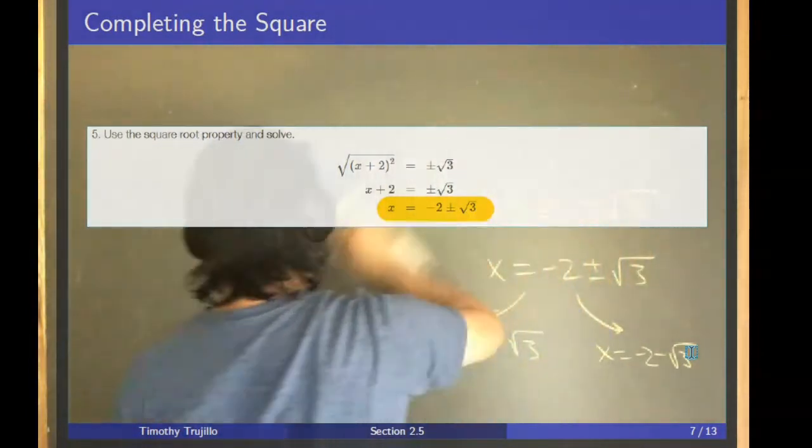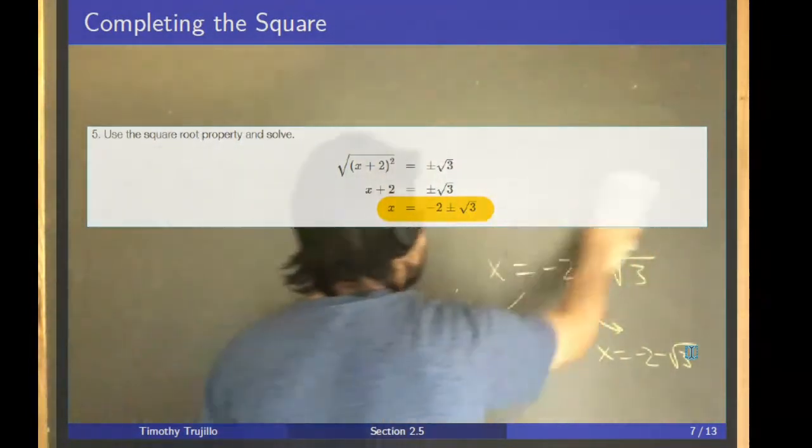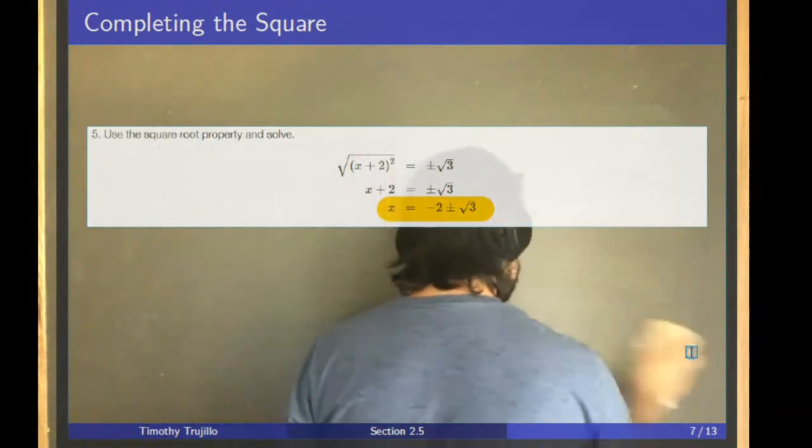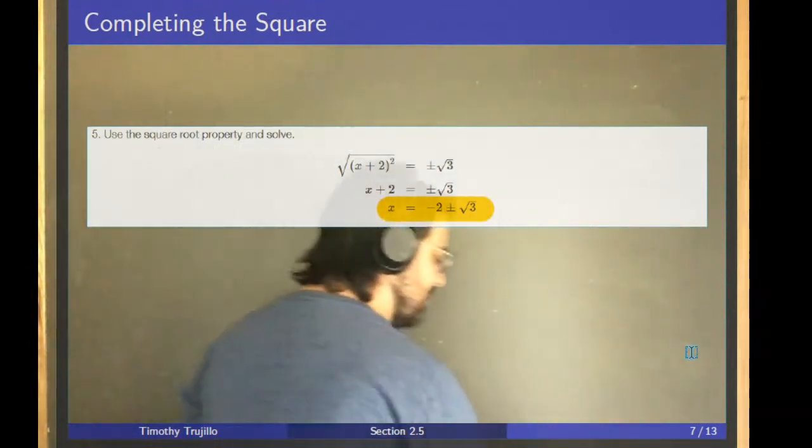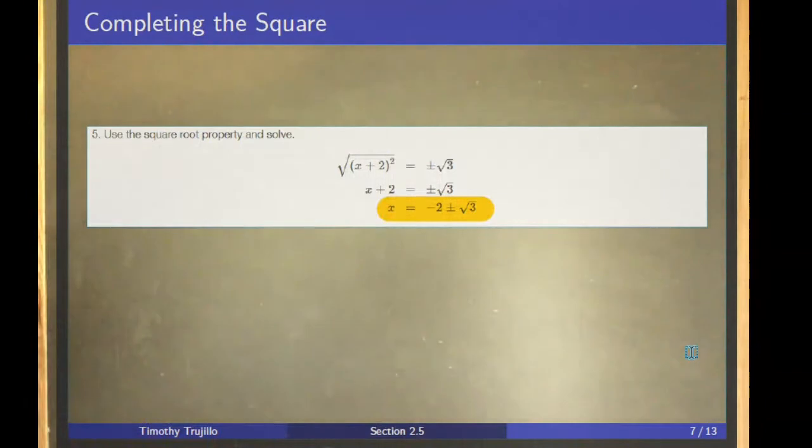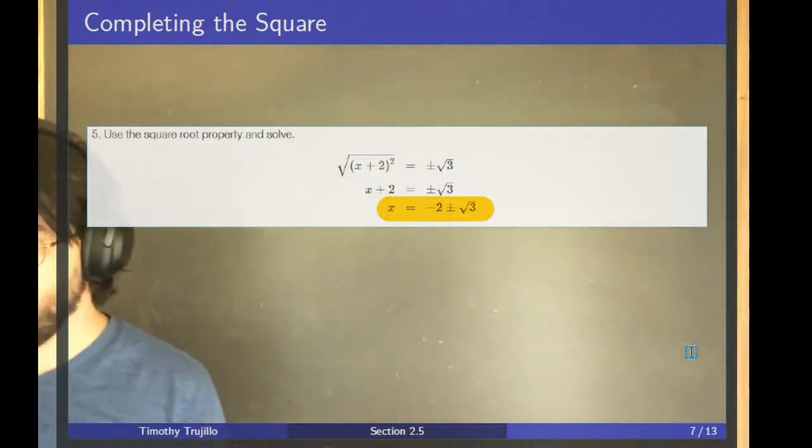So you can see that it's a very algorithmic process, right? There's no sort of guessing factors or trying to figure out some reverse foiling process or something like that. It's just a straightforward algorithm, okay?